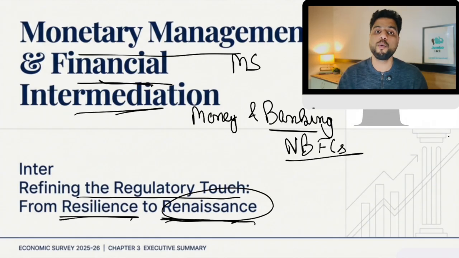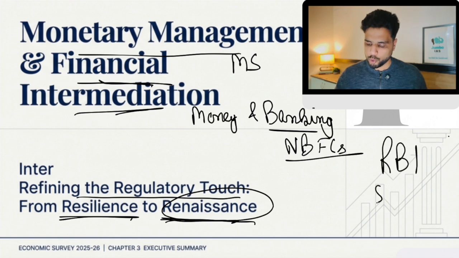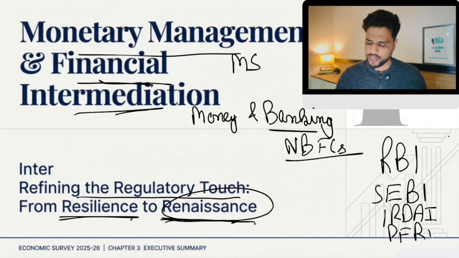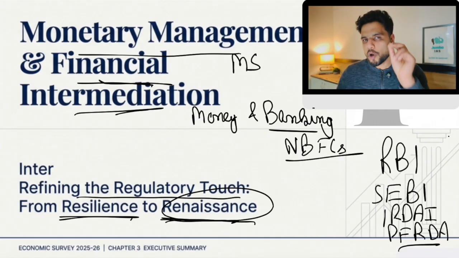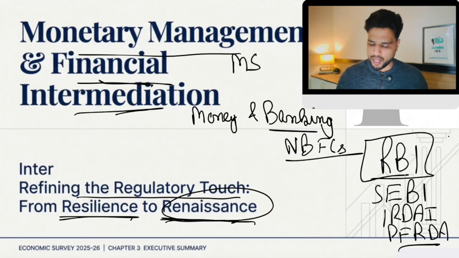I mean, there is a new boom in India's financial sector, and the prime job of regulating the financial sector is with RBI. Prime job. Though SEBI also does the job of regulating stock markets, IRDA regulates insurance markets, PFRDA, Pension Fund Regulatory and Development Authority, regulates pensions. But prominently, it's the job of the RBI.